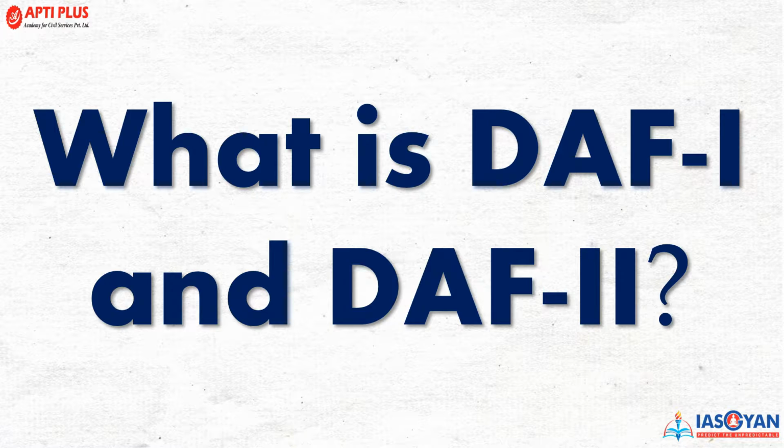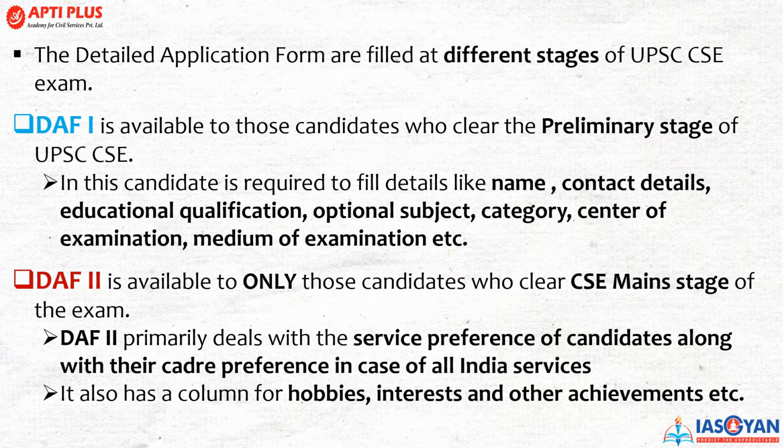So first, what is DAF 1 and DAF 2? This is a basic confusion that aspirants have in their mind. Talking about the detailed application form, there are two DAFs which are filled by a candidate appearing for the CSE examination. So at different stages you have a DAF.